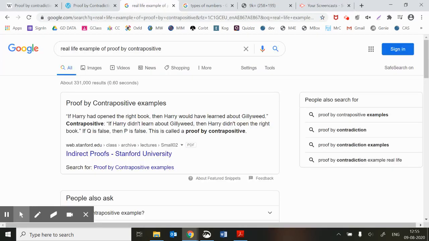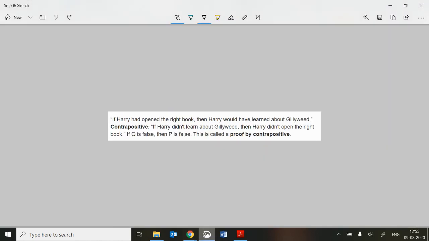I just put in proof by contrapositive, and it came up with this example here. So the statement reads like this. It says, if Harry had opened the right book, then Harry would have learned about gillyweed. So that's saying, let's call it, book implies that Harry has learned about gillyweed. So B can stand for Harry has opened the right book, and G can stand for Harry has learned about gillyweed. So one implies the other. B implies G.